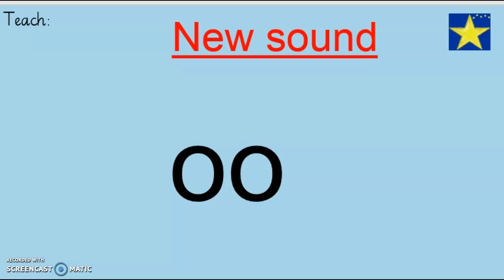We've got a new sound today. Which phonemes do we need for this sound? O and an O. When two O's come together, they make the sound oo. It's trying to trick us. It does not make the sound O. When two O's work together, they make the sound oo. Can you say it with me? Oo, oo, oo.